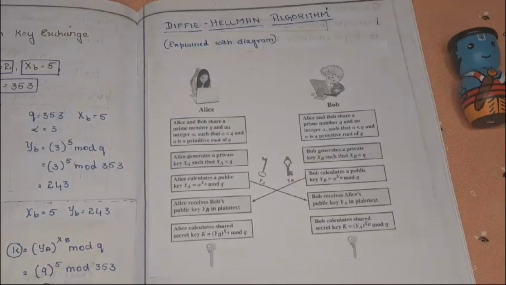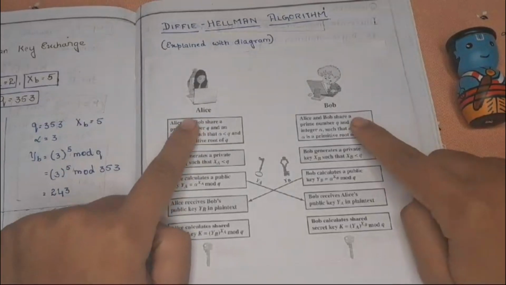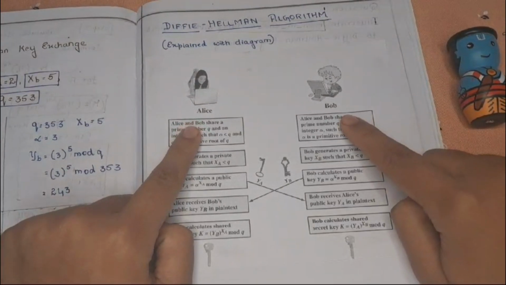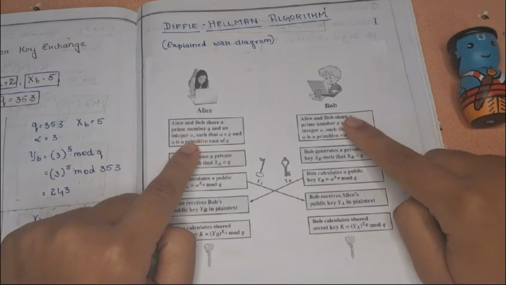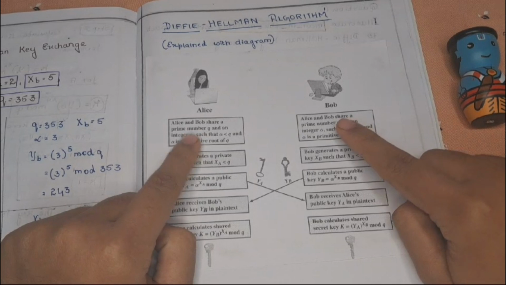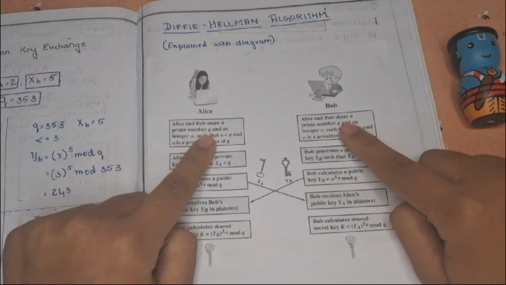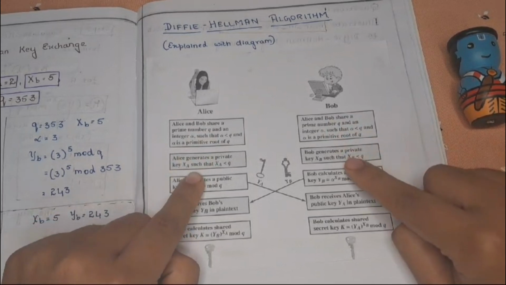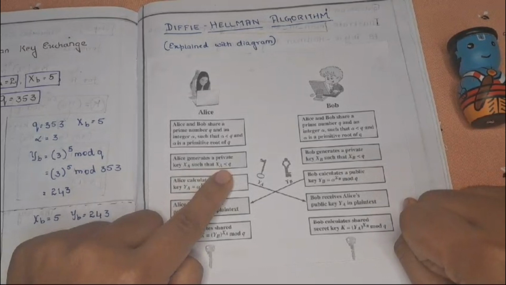Let us continue with the Diffie-Hellman algorithm. So we have two people, one is Alice and another one is Bob. Alice is having a prime number Q and an integer alpha, and it is shared between Alice and Bob. Even Bob has the same Q and alpha. Then we are going to choose XA, which is the private key of A, which is lesser than Q.